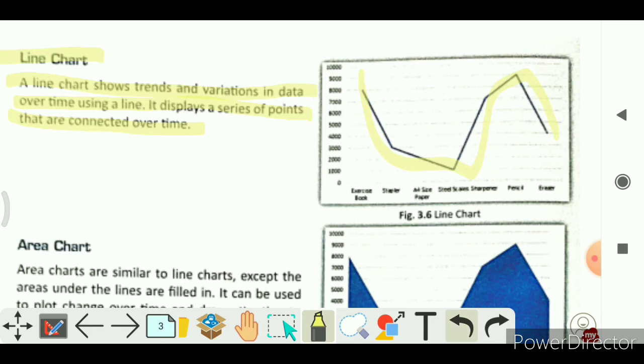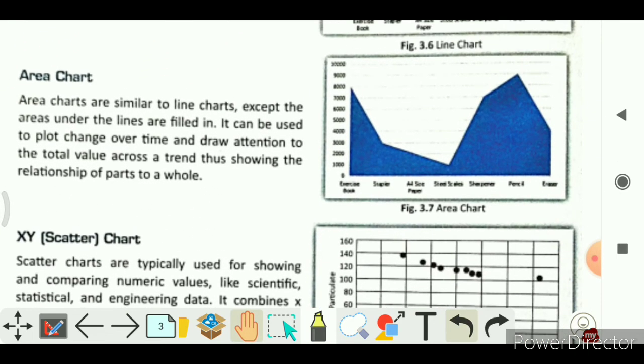Now our next chart is the area chart. As its name represents, in this type of chart the value is represented by area, right? Here you can see the colored portion of the chart. This is the area chart, and here the portion colored blue shows some specific area. So here some values are represented by area. Area charts are similar to line charts.